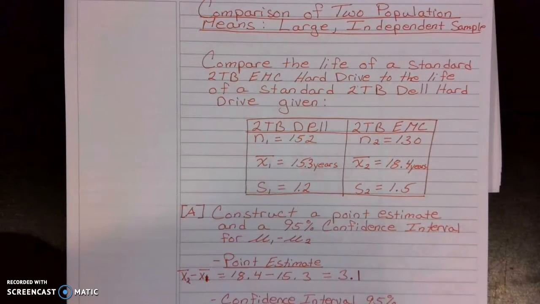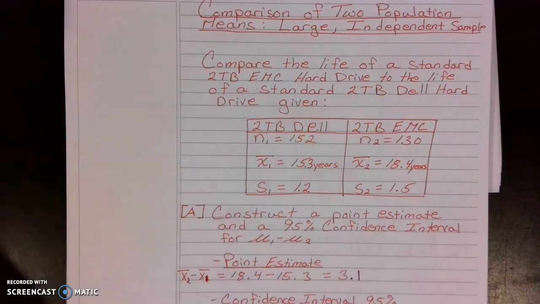You have two companies, EMC and Dell. This was before the merger, okay? And we're comparing the life of a standard 2 terabyte EMC hard drive to the life of a standard 2 terabyte Dell hard drive, given the following information. Basically, for that 2 terabyte Dell hard drive, we're going to take 152 samples. That's our sample size. The mean of those samples, the years, would be 15.3 years, and the standard deviation is 1.2.